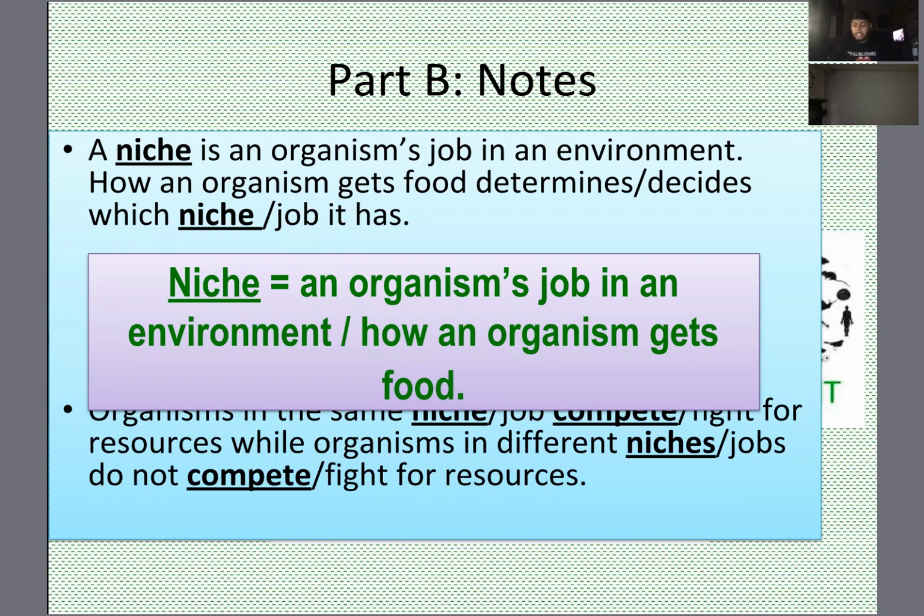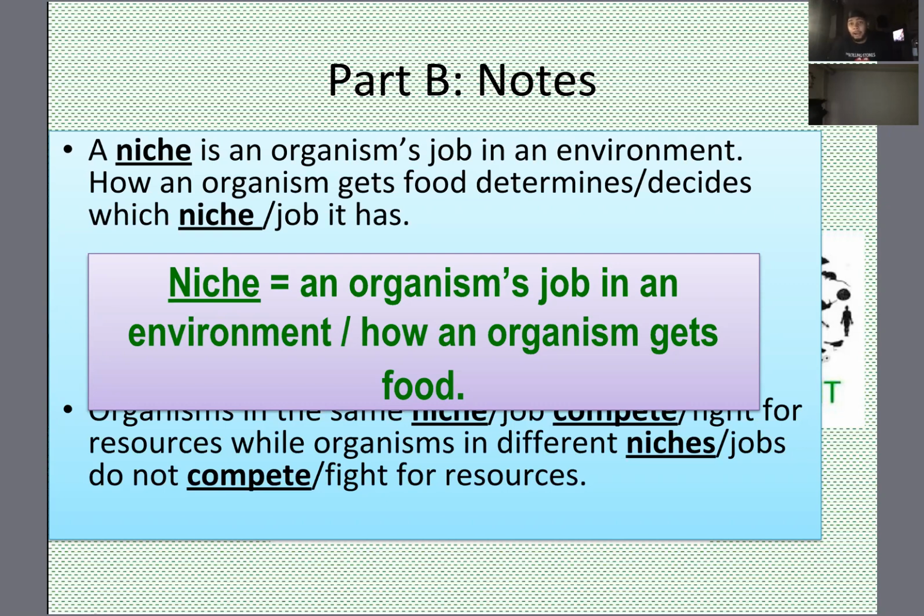Organisms in the same niche, or job, compete and fight for resources, while organisms in different niches do not fight for those same resources, right? So I, as a human being, would not be competing with grasshoppers. Therefore, we don't occupy the same niche. Grasshoppers live out in the forest. I live in my home here that you see behind me. And we also don't eat the same thing. You guys probably don't know this, but I actually don't eat grass. Grasshoppers, however, do eat grass, but they don't eat steak, and I love steak. So we would occupy two different niches. There's no need for us to compete.